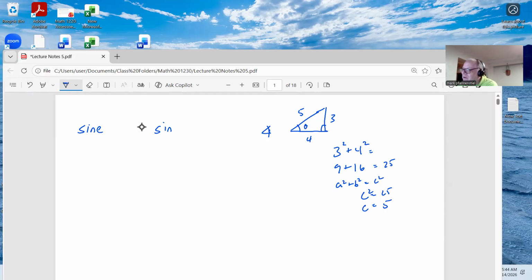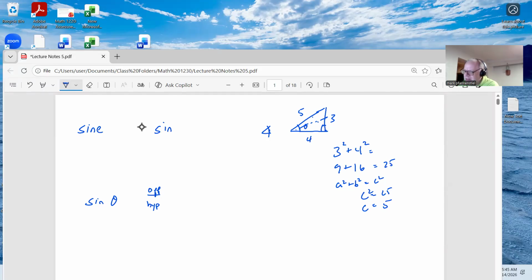I'm going to look at this angle right here, and I'm going to name it theta. Our sine of theta, we're going to say that's the opposite. You're looking at the angle, you're saying across the angle, across the way, there's my opposite side. So that's going to be defined as the opposite side over the hypotenuse side. The hypotenuse is always opposite the right angle.